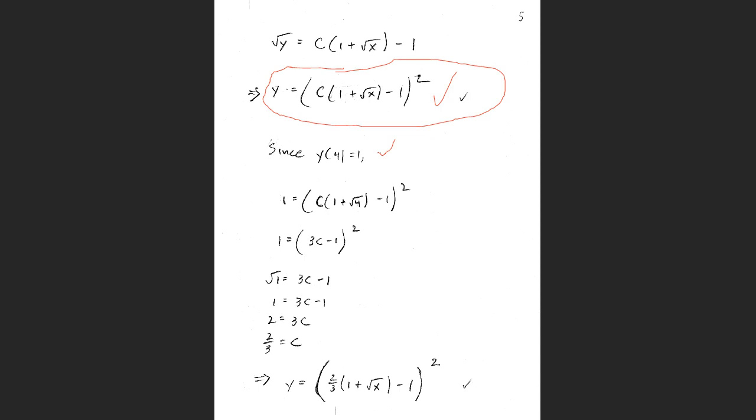So I substitute in the initial value into the equation and solve for C. C will equal 2/3. And then we get our solution to the initial value problem. y is equal to the quantity 2/3 times 1 plus the square root of x minus 1, raised to the second power.